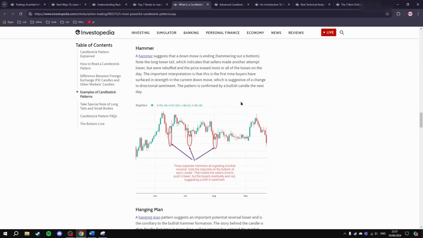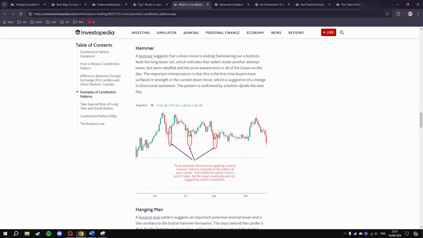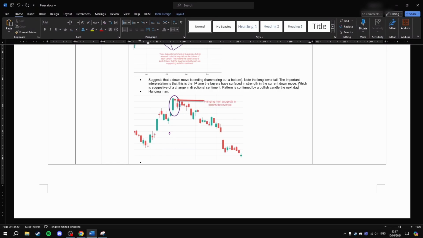So I guess the pattern is confirmed by a bullish candle the next day. It won't have to be the next day, because if you're not trading daily, then it's confirmed by a bullish candle in the next period, if that makes sense. So whatever the next candle is.